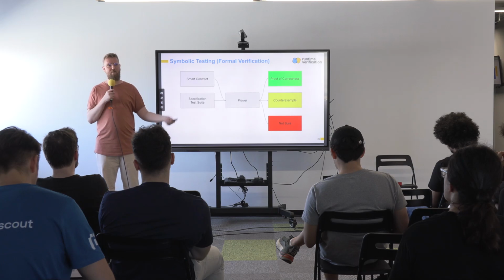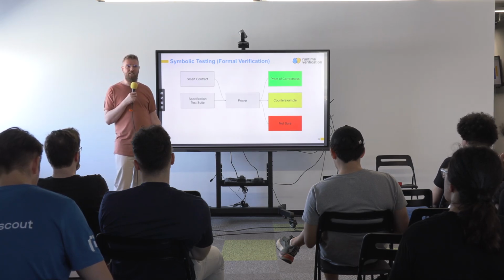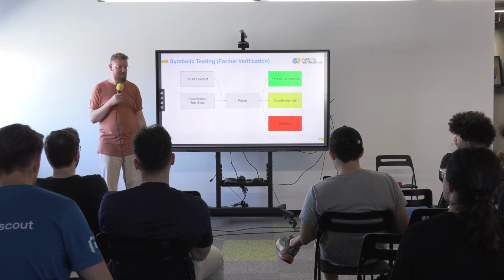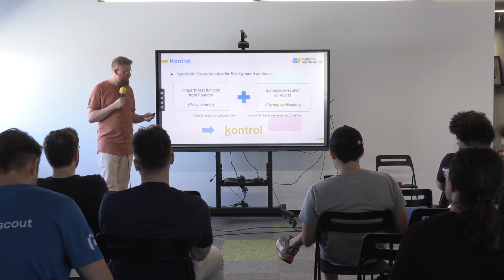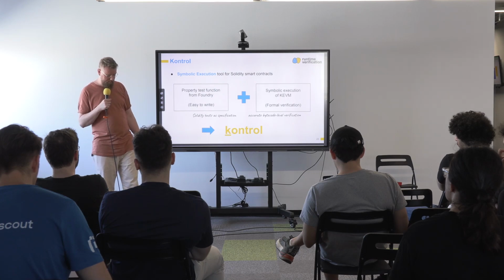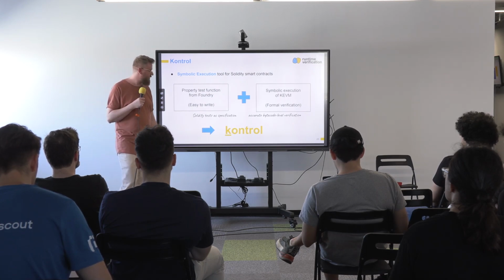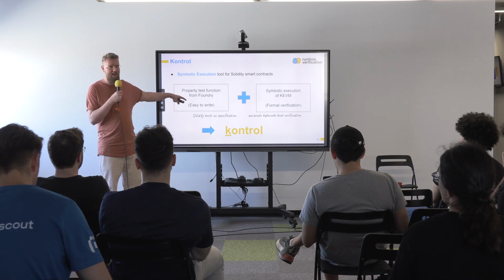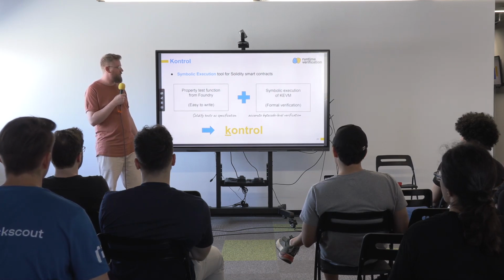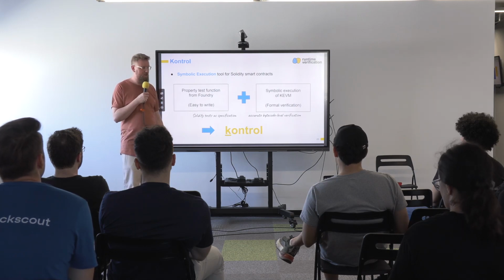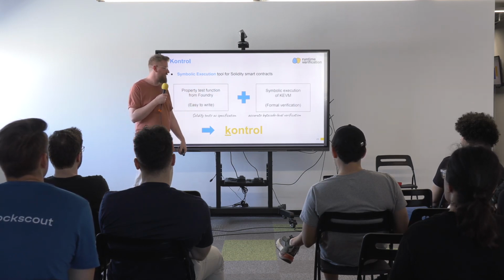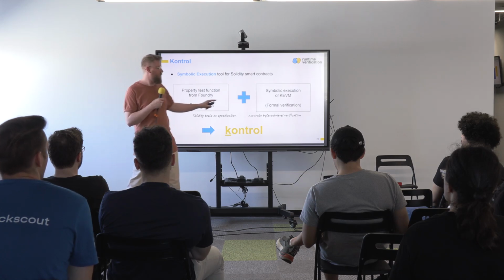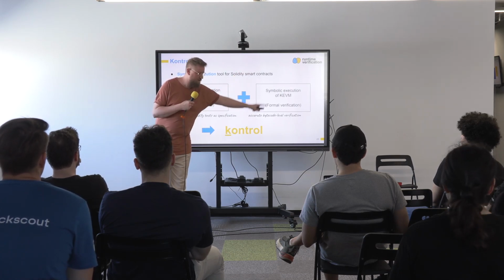So now if you ask a developer to provide a test suite for you, then they will know what to do. If you ask them for a specification, no idea. Test suite, okay, I can do that. And our tool Kontrol is essentially doing exactly this. It's reusing property tests in the style of Foundry, and symbolically executes your tests to explore all the possible states. So Kontrol is really the combination of Foundry tests with KEVM, which is formal verification.